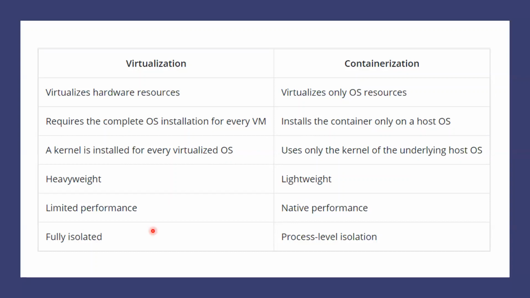Virtualization is fully isolated. You can't access files from my Red Hat operating system unless you log into the Red Hat operating system and get the files. And if you're working in a Red Hat operating system, you won't know what exactly is there in the Ubuntu operating system. But with containers, everything can communicate, and the isolation is only at the process level. So this is how it is.